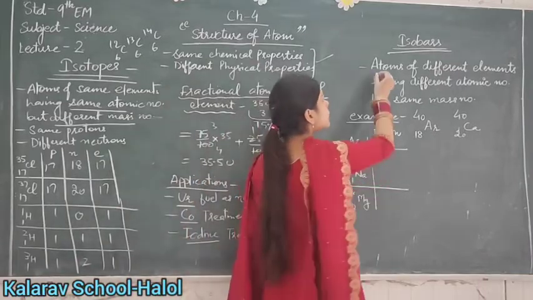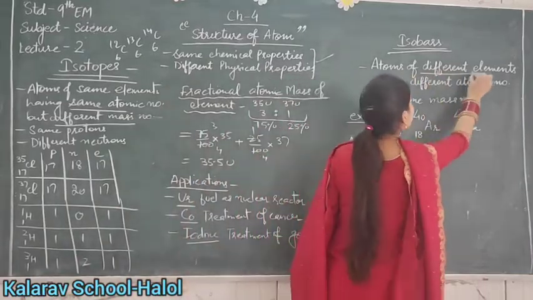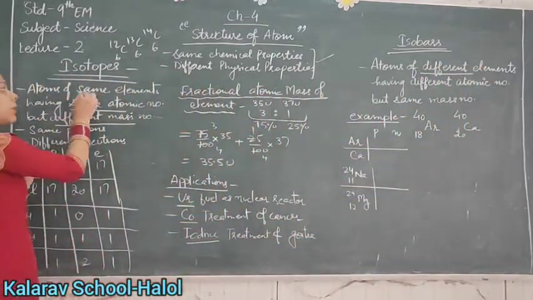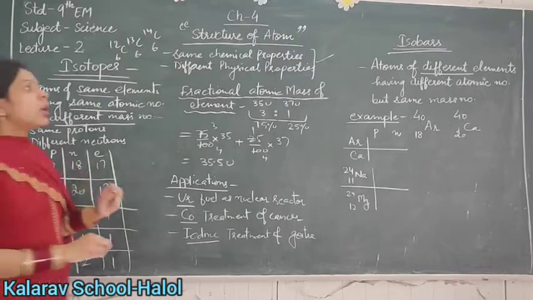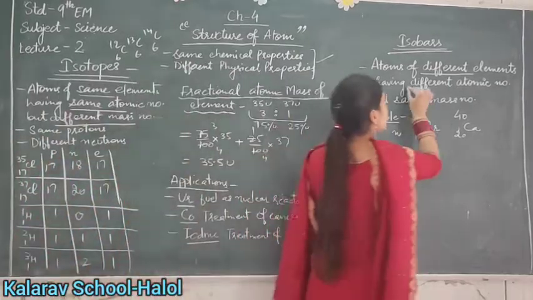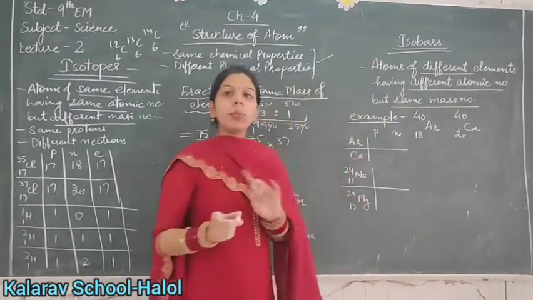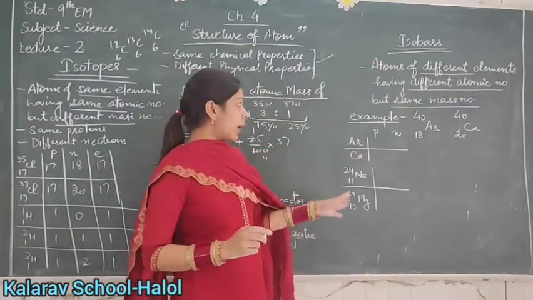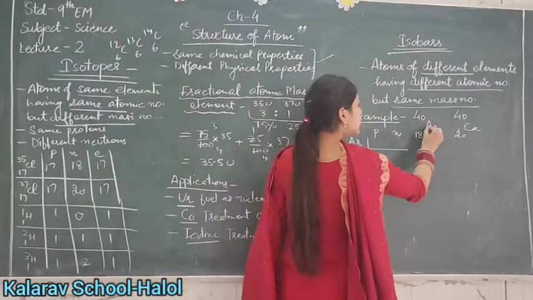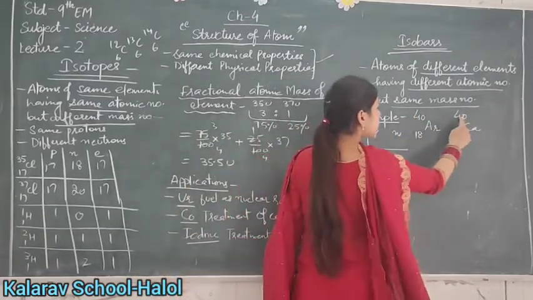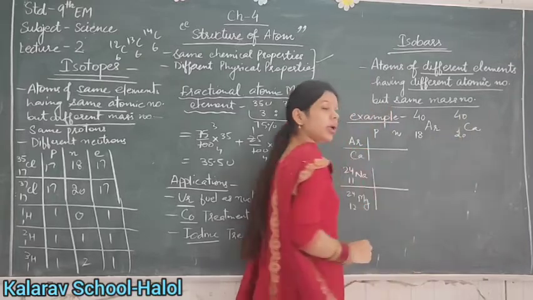Isobars are the atoms of different elements. Keep in mind, isotopes are atoms of the same element. Isobars have different atomic numbers but the same mass number. It will be clear to you by knowing the examples. Here argon and calcium are isobars because they have the same mass number but different atomic numbers.